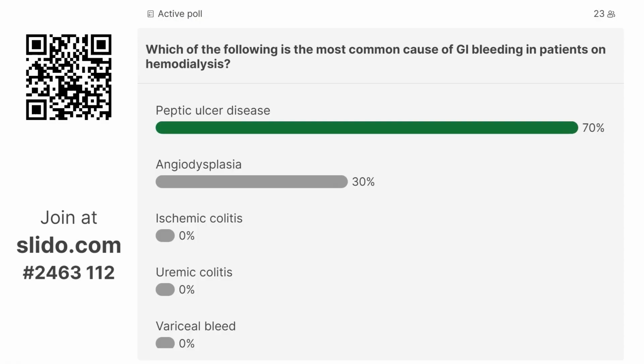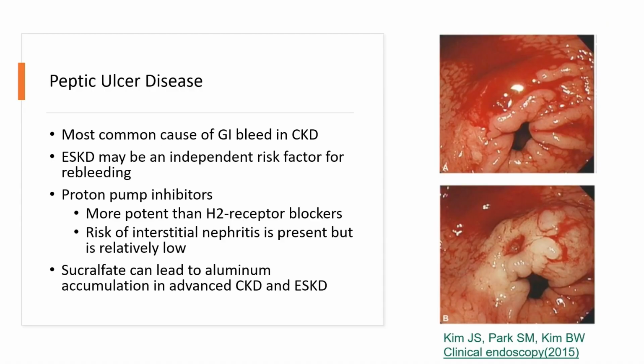All right, so most people got this one right: peptic ulcer disease. I always remember during medical training associating angiodysplasia with dialysis, and we'll go over why that is, but PUD is the most common cause. Just like the general population, it's the most common cause of GI bleeding in chronic kidney disease. You can see the pictures of a bleeding gastric ulcer before and then after treatment with epinephrine injection.